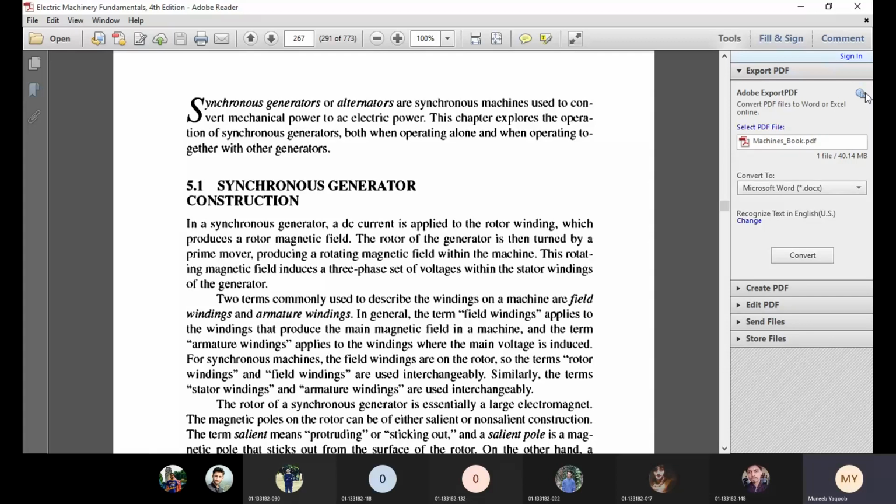Okay, so this was a short introduction of synchronous machines and synchronous generators and the starting principle of the synchronous generator. So if you have any questions, you can ask.